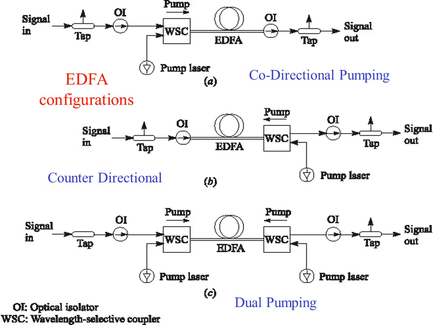So here in the co-directional pumping, the advantage is that the gain is around 17 dB and 35 dB. The co-directional pumping will be increasing the gain.